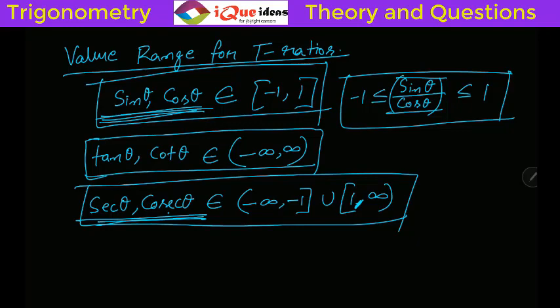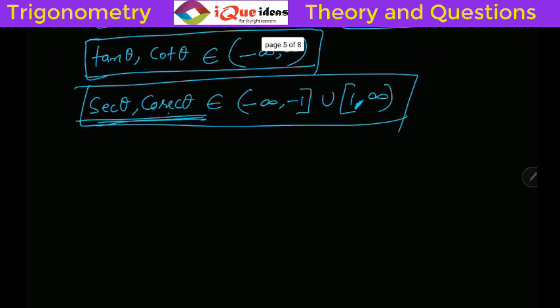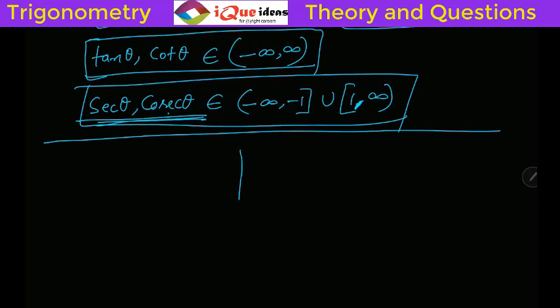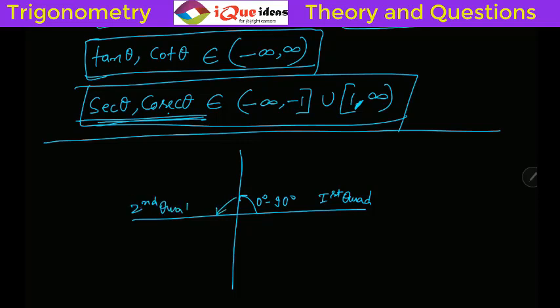Also, there is another small information about the positive and negative sign of trigonometric ratios that you can memorize from the quadrants. We know that this is the first quadrant. In the first quadrant, the angles are from 0 degree to 90 degree. This is the second quadrant. In the second quadrant, the angles are from 90 degree to 180 degree. Okay. This is the third quadrant. In the third quadrant, the angles are from 180 degree to 270 degree. This is the fourth quadrant. In the fourth quadrant, the angles are from 270 degree to 360 degree.